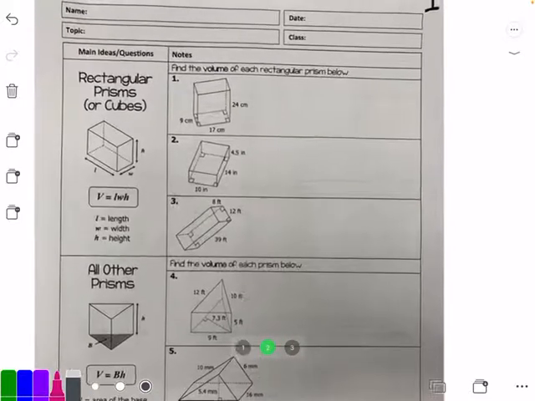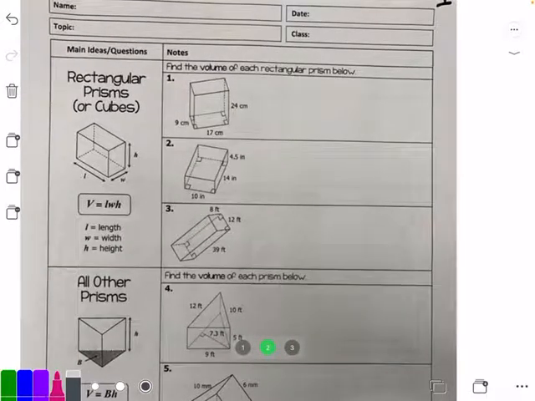Last unit of the year, ladies and gentlemen, and we are ending with volume. The easiest one I think to do is the volume of either a rectangular prism or a cube, because you treat them the same way. And all you do for volume, if you look over here, is you are just multiplying the three different dimensions together. Length times width times height.